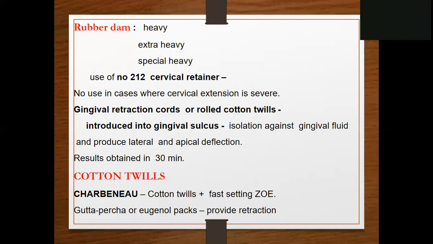For extra retraction purpose, we can use the clamp 212. The cervical retainer means the rubber dam clamp. The number 212 cervical clamp can be used for extra retraction of the gingival tissues. It's not used in cases where the cervical extension is severe. The gingival cords or rolled cotton twirls can be introduced into the sulcus as the next technique, in which the isolation is mainly against the GCF, and this result is obtained only within 30 minutes.